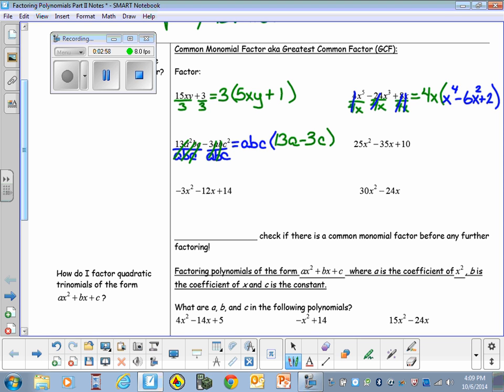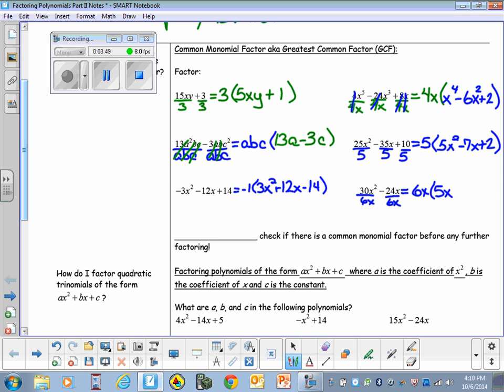Looking at our next example, I've got a greatest common factor of 5. As I divide each of these terms by 5, I'm left with 5x squared minus 7x plus 2. Next, whenever your x squared term has a negative coefficient, pull that negative out, even if it's just a negative 1. 3x squared plus 12x minus 14. 3, 12, and 14 do not have a greatest common factor, so I'm done. For our last one, we have a greatest common factor of 6x. 30 divided by 6 is 5, and x squared divided by x is x, minus 24 divided by 6 is 4. Always, always check to see if there's a greatest common factor before doing anything else.